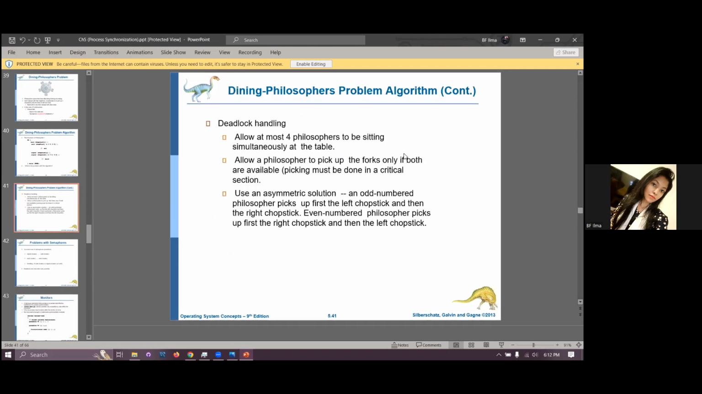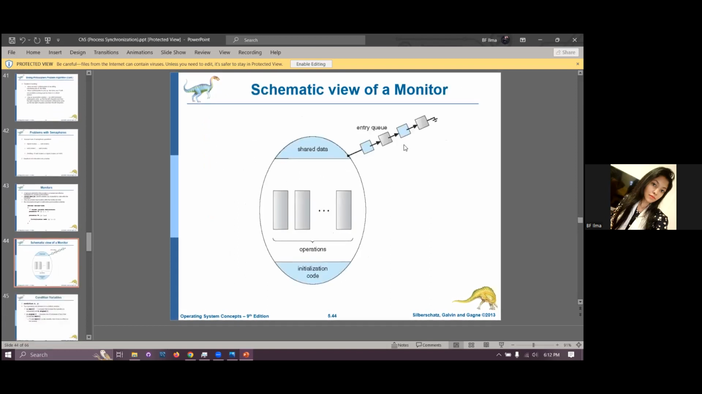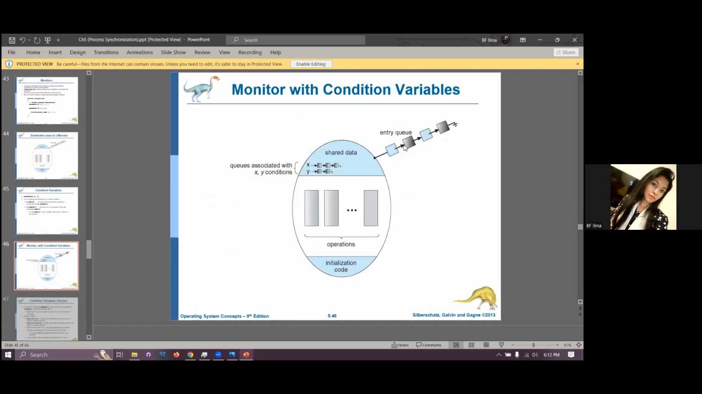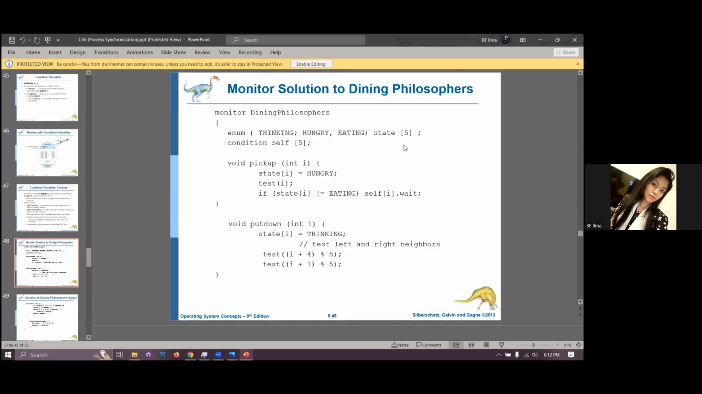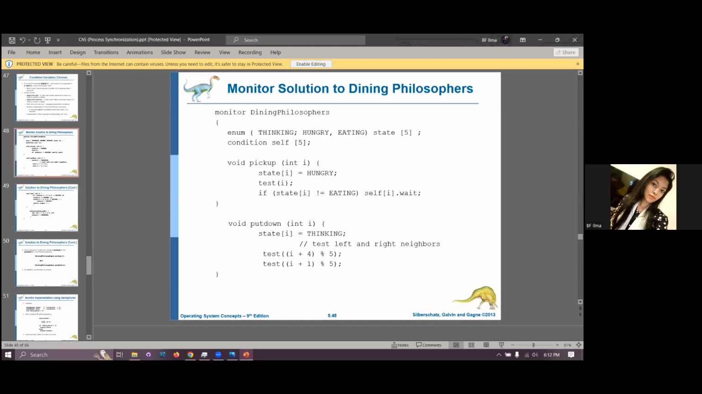To handle this, we have something called a monitor, which is a language abstraction. It's declared as a class. You can go through this code. Basically, this is the structure of the solution: DiningPhilosophers.pickup, then eat, then DiningPhilosophers.putdown. Let's consider the process Pi. We change the state to hungry and then we test i.